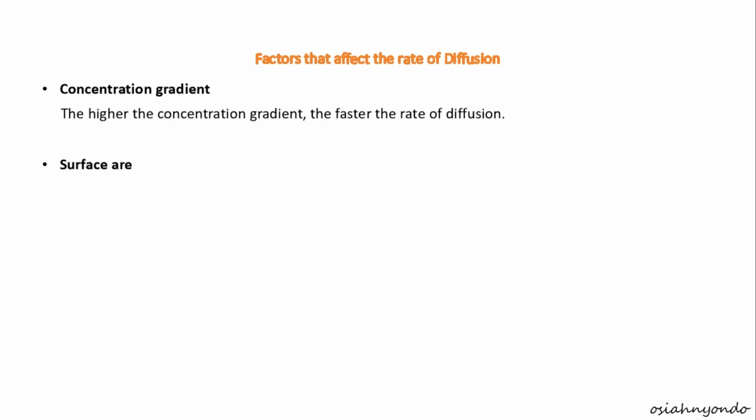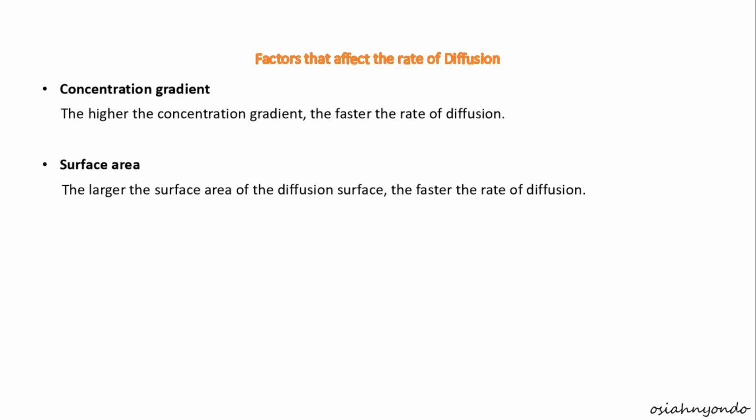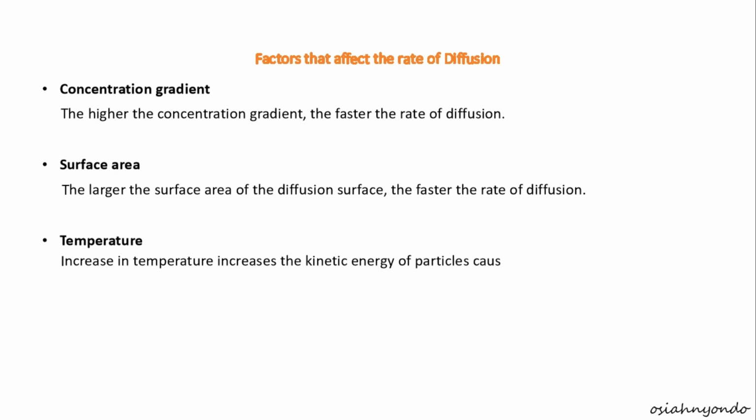The second factor that affects the rate of diffusion is the surface area. The greater the surface area of diffusion, the faster the rate of diffusion. The smaller the surface area of the diffusing surface, the slower the rate of diffusion. Thirdly, temperature. How does temperature affect the rate of diffusion? An increase in temperature increases the kinetic energy of particles, causing them to diffuse at a faster rate. If temperature is lowered, the particles will not diffuse faster, but rather slower.